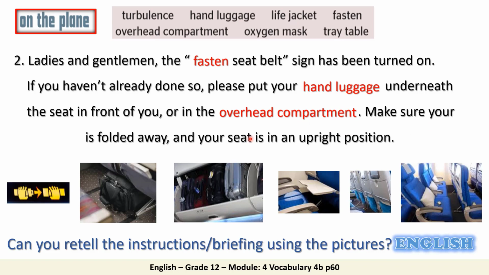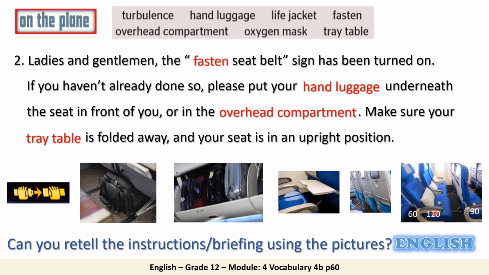Make sure this is right, this is tray table, this is a folded away tray table, this is during meal service, and this is for the rest of the flight, especially during the takeoff. Okay, and your seat is in the upright position. This seat is in the upright position. This angle right here is 90 degrees, while this one is called reclining position. The angle here can be about 60 degrees or something.